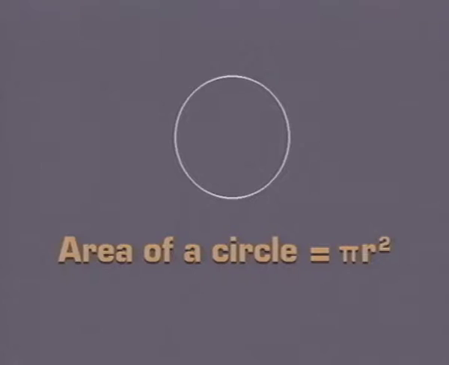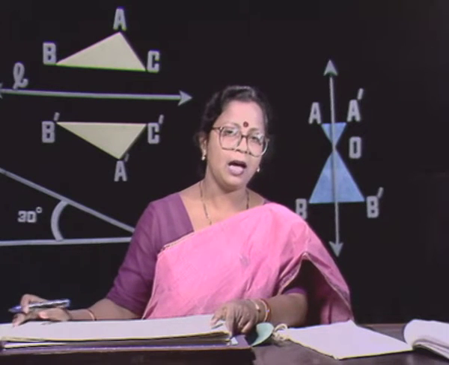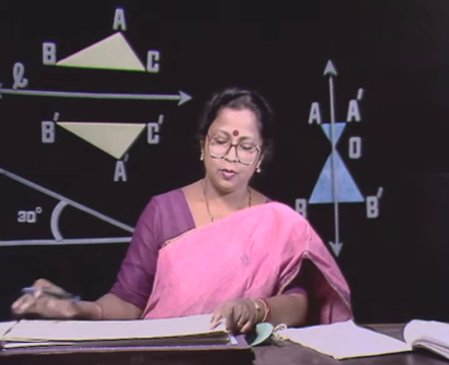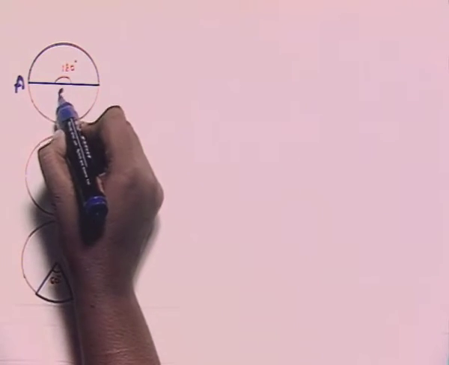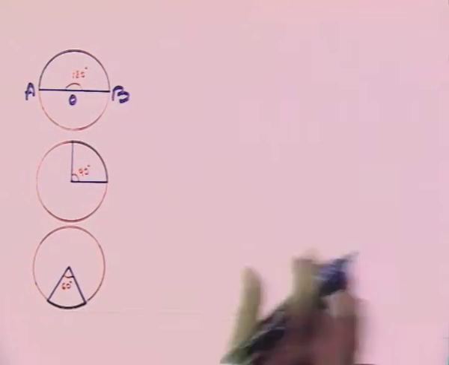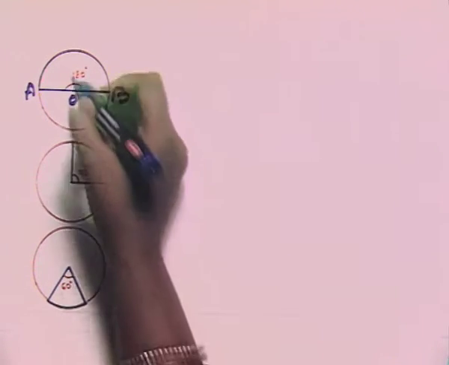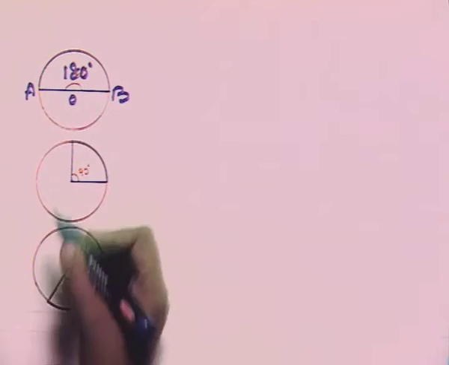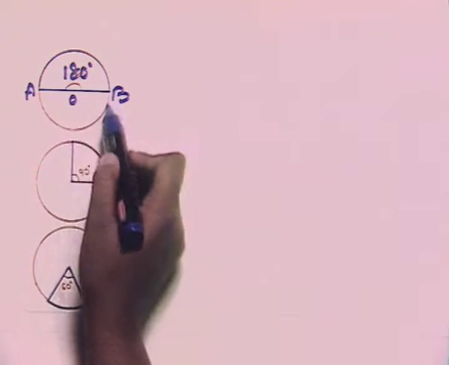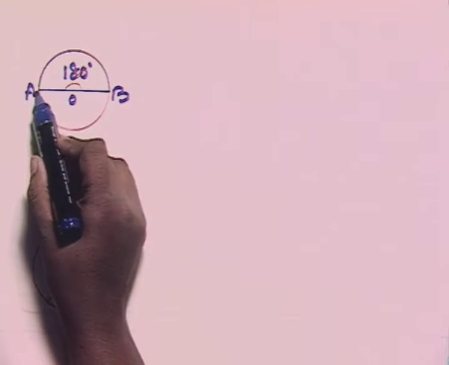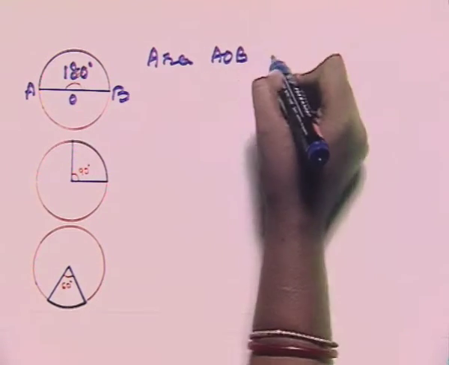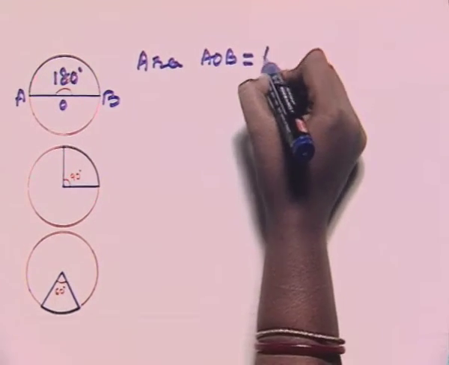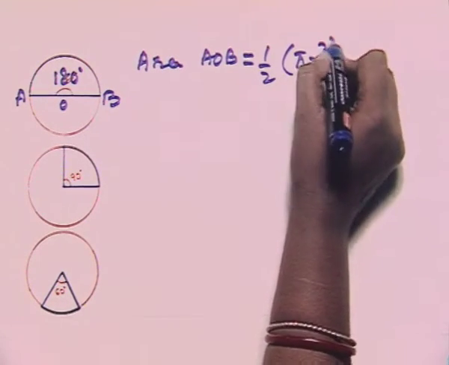We have learned that area of the circle is pi r square, whose radius is r. So, can you tell what will be the area of this sector AOB, which is making an angle of 180 degree at the center? Since this is a semicircle or half of the circle, therefore, the area of the sector AOB will be equal to half pi r square, isn't that so?